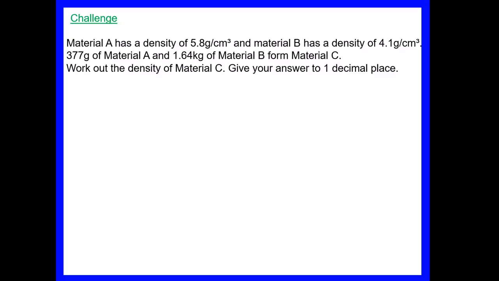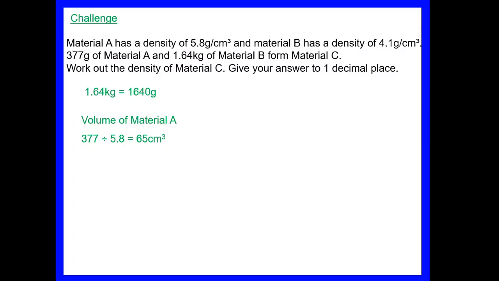So let's start off with material A. So we know its density and we know its mass. So the only thing we don't know about it is its volume. So let's find material A's volume first. So for material A then, there we are, material A, we had 377 divided by 5.8 gave us a volume of 65 centimetres cubed.